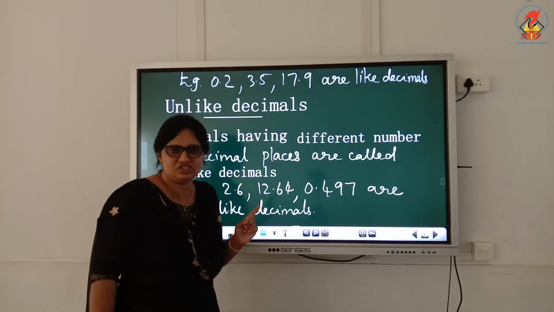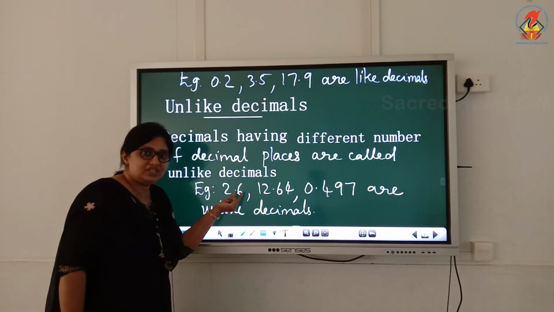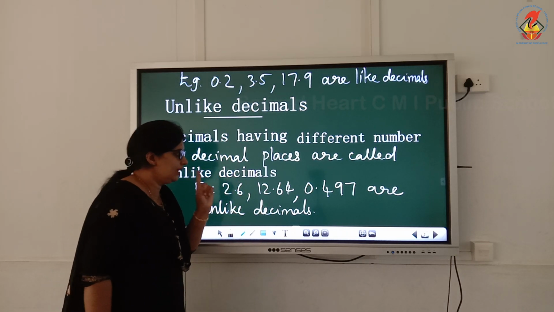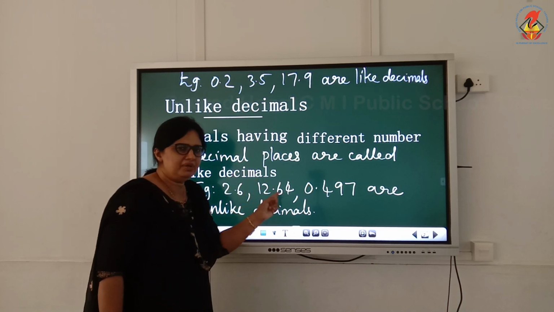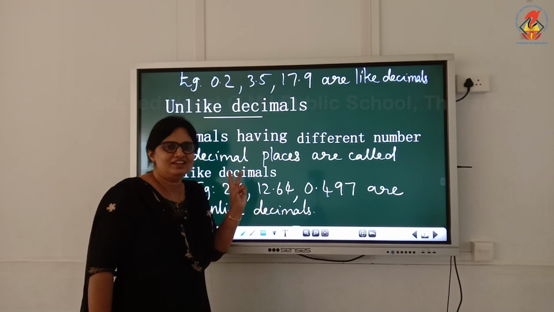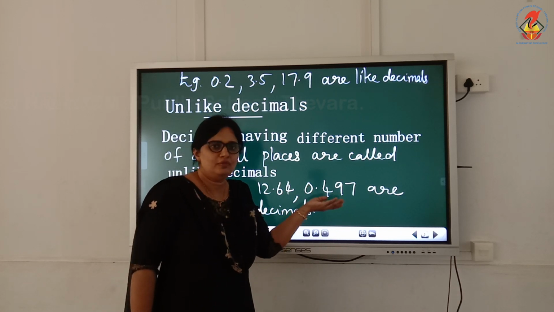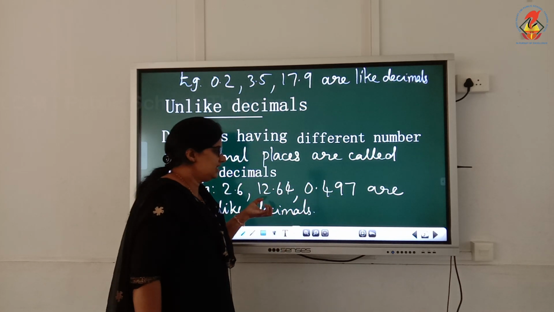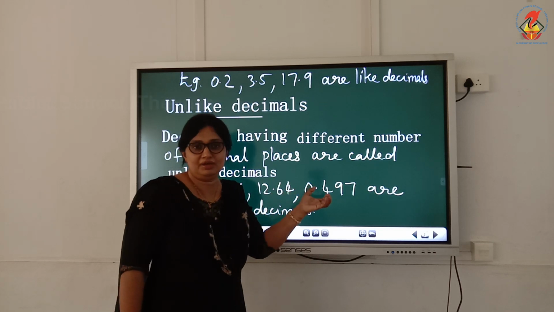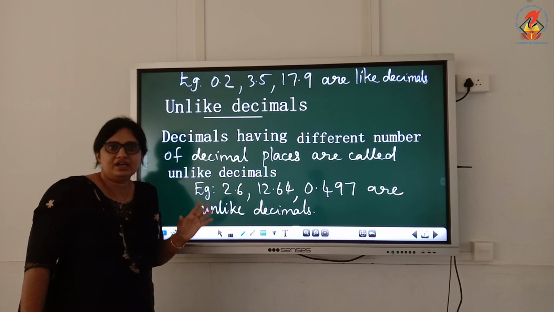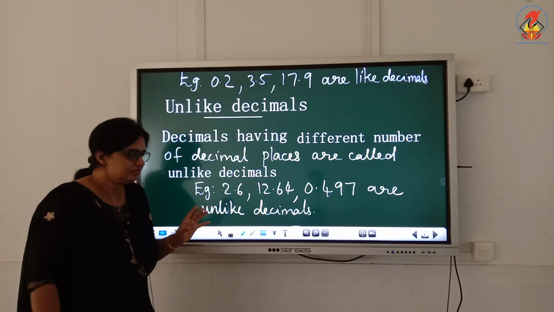You know what's the reason, children? See the number of decimal places for the first one, that is one decimal place only. And for the second decimal number, how many decimal places are there? 2. And for the third one, how many decimal places are there? 3. So it is called what? Different number of decimal places only, right? That's why it is called unlike decimals only. Is it clear?